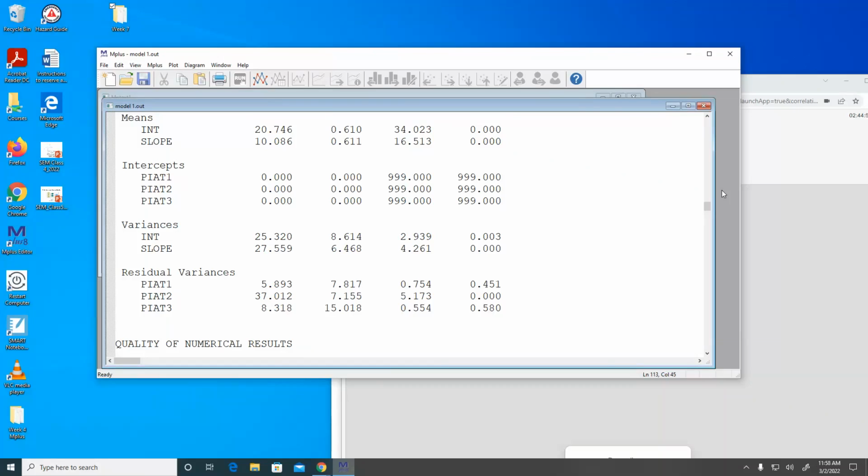And I can do the same thing with the slope. So the slope was, again, a bi-yearly slope. So the slope was around 10.09 for every 2 years, right? And the variance around that was 27.559. So now I could go 10.09 plus or minus, my math broke.